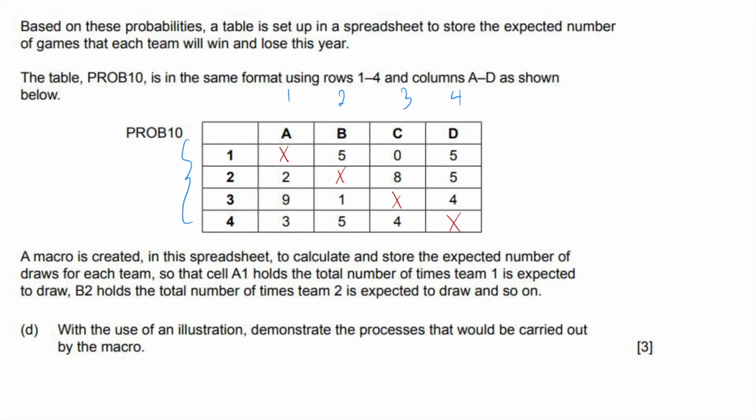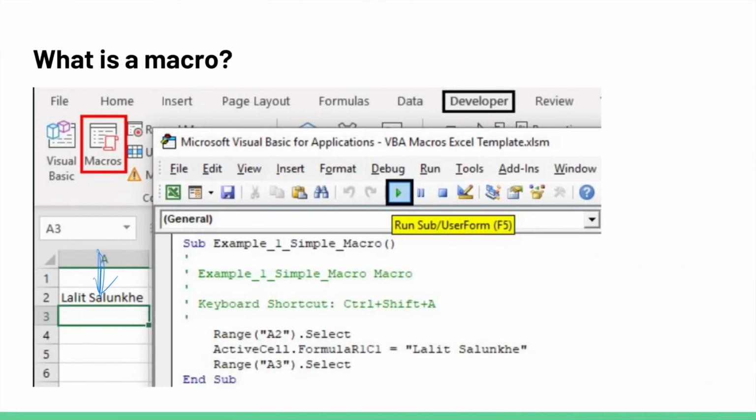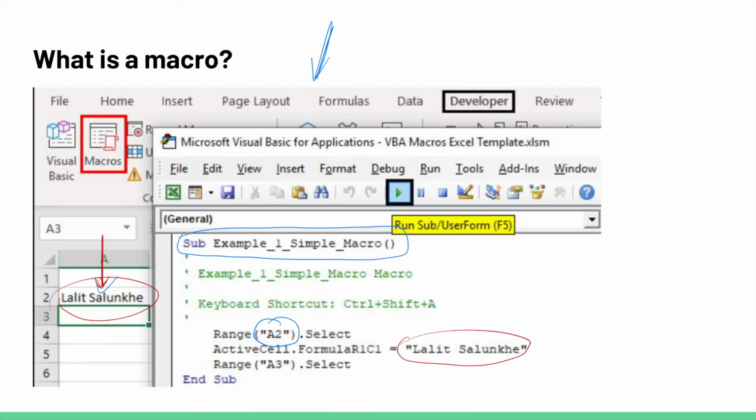Now before we go on, one thing I want to talk about is what a macro is. So technically a macro is like a function. So right here we have sub example1 macro, and in this macro we're selecting cell A2 in this spreadsheet right here. And that basically means this cell right here, A2. And we are filling in that cell that we've selected, the active cell, with the string lalit salunke, which is why we have this string right here.